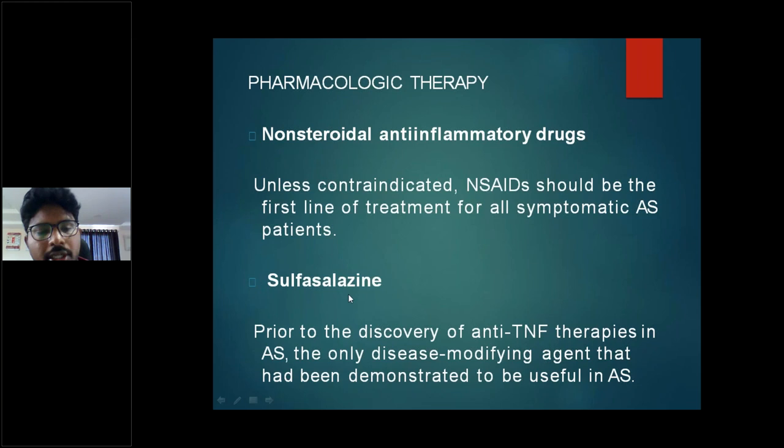In olden days, we used to give sulfasalazine, when there was no availability of anti-TNF drugs. This is the only disease modifying agent that had been demonstrated to be useful in ankylosing spondylitis. In rheumatoid arthritis, you might have heard of DMARDs, disease modifying agents. Here also sulfasalazine is a disease modifying agent.